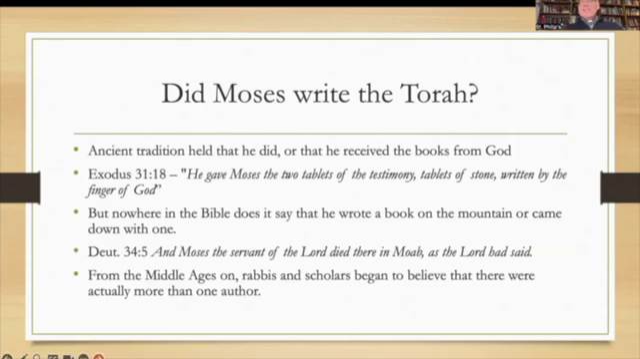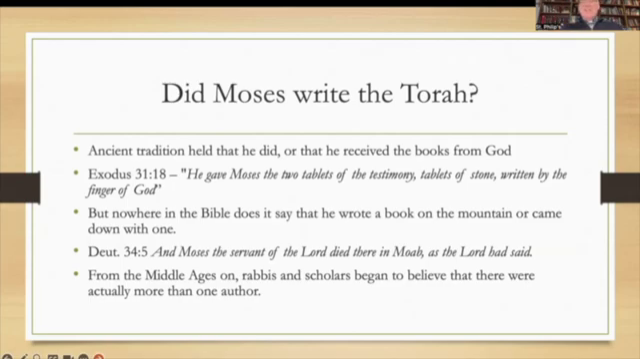So one of the questions that comes about is, well, by tradition, Moses wrote the Torah. Either he wrote it or he received it from God. And this is in Exodus 31. God gave Moses 2 tablets of the testimony, tablets of stone written by the finger of God. And so we have this tradition that Moses received the 10 Commandments written by the finger of God.